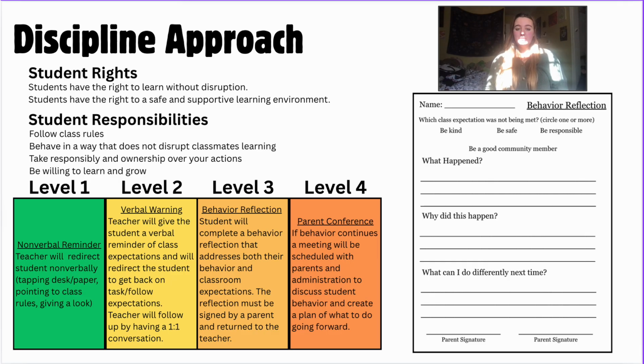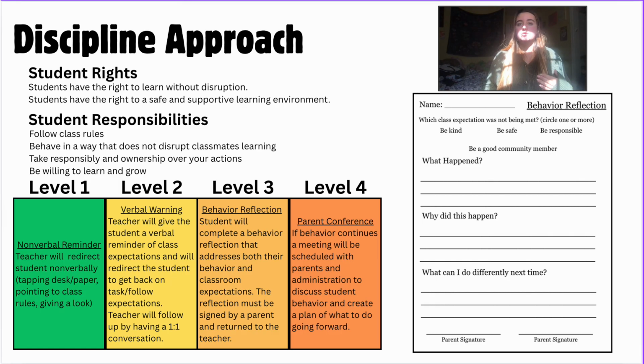My discipline model follows a leveled system, starting with level 1, which is a nonverbal reminder. The teacher will redirect students nonverbally. This could be tapping on their desk or tapping on their paper to redirect them to the task at hand, pointing to the class rules and expectations, or just giving them a look.